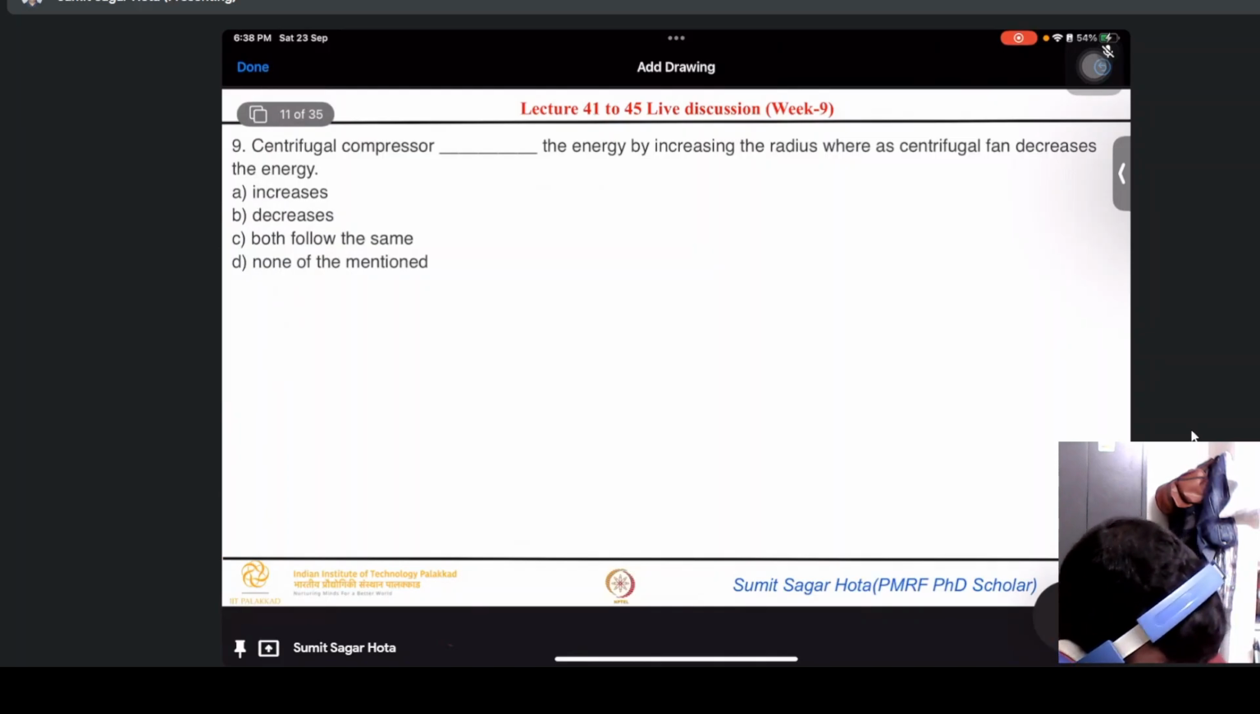Next question. The centrifugal compressor dash energy by increasing the radius, whereas the centrifugal fan decreases the energy. Answer is B, decrease.